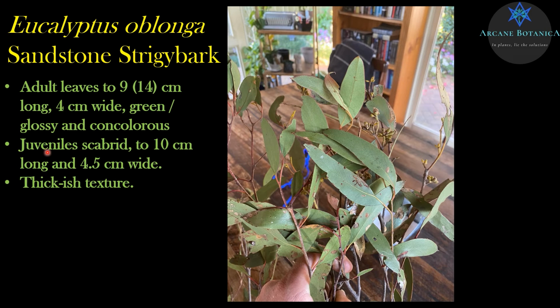Scabbard juveniles to 10 centimetres long, 4.5 centimetres wide, a bit like capitulata. They've got a thickish texture, maybe not as thick as capitulata, but they don't feel thin or papery at all. They've still got a bit of a thickish texture on them.